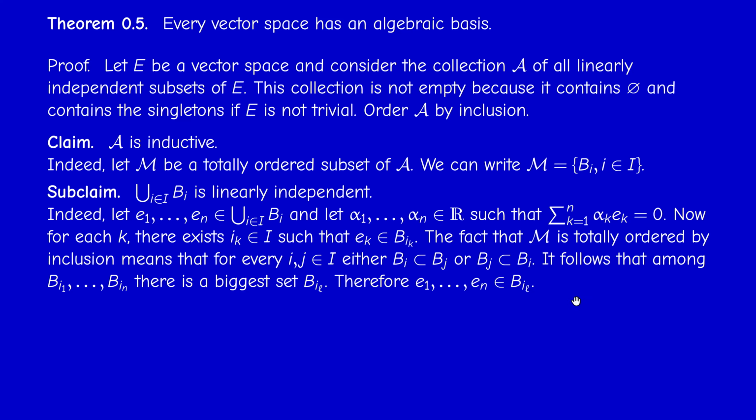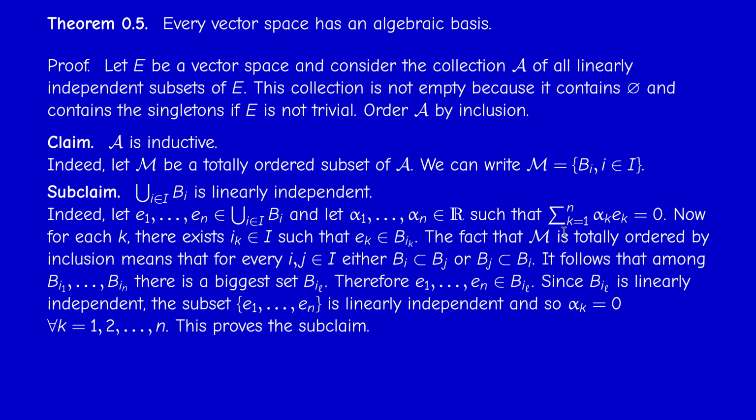But recall that every B_i is a subset of M and therefore a subset of A. So it's linearly independent, right? So we have now n vectors in a linearly independent set, and we have a zero linear combination. So therefore, all the coefficients must vanish because B_{i_l} is linearly independent, and therefore any subset of B_{i_l} is linearly independent. So this proves that the union of the B_i is linearly independent. Okay, and therefore this set belongs to the collection calligraphic A.